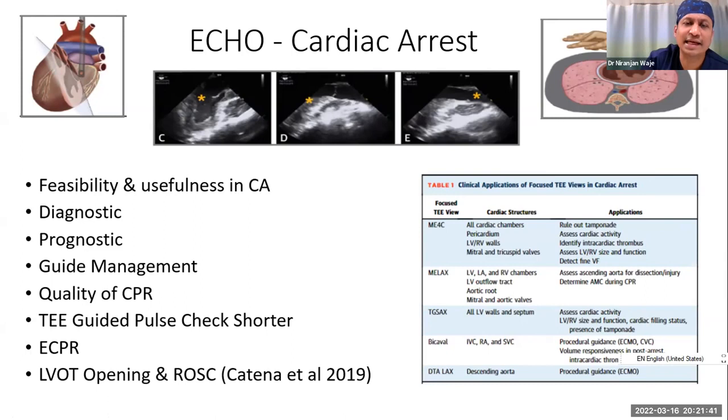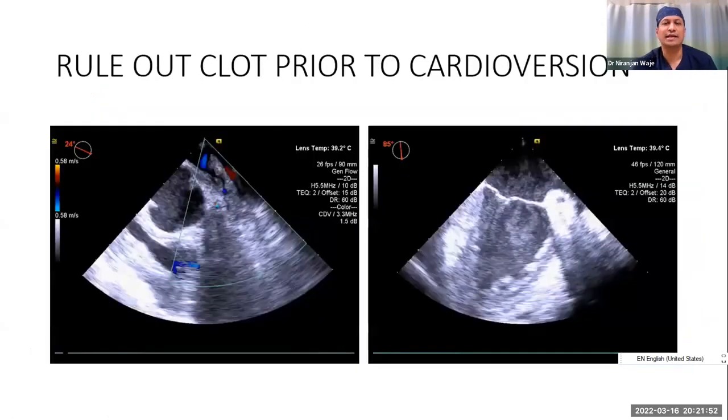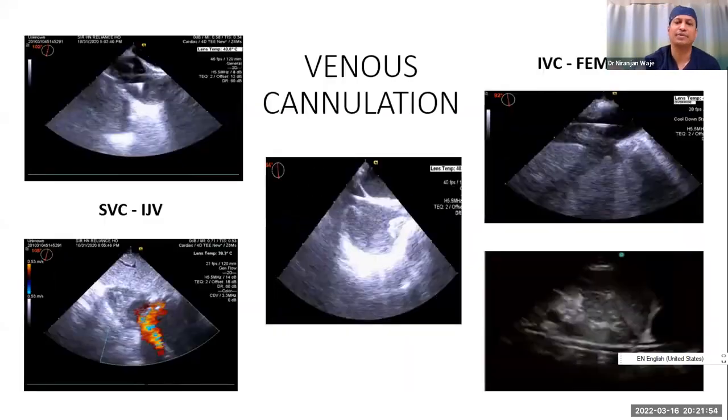Lastly, the TEE can also be used in ECPR. Suppose you have acute ROSC and the heart is still not adequately pumping, you can use the TEE for the ECPR, where you can let the TEE remain there and let it guide the venoarterial ECMO cannulation.